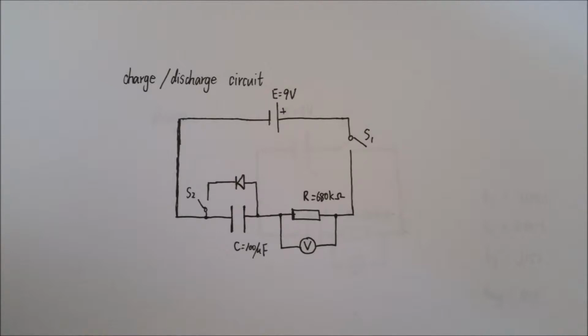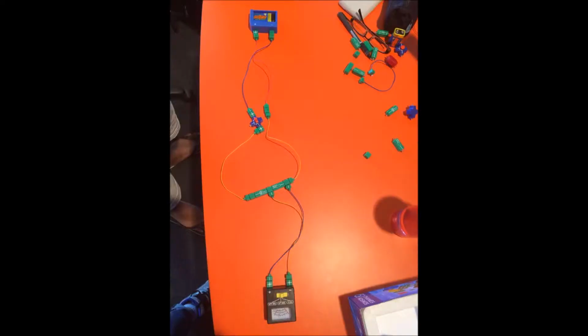At the beginning, as is shown now, we linked the circuit with a 9-volt power supply, two switches, a 680 kilo-ohm resistor, a 100 μF capacitor, a light-emitting diode, and a voltmeter. Firstly, we use the charging part of the whole circuit, which is shown on the screen now.